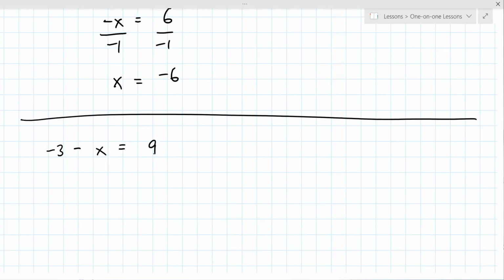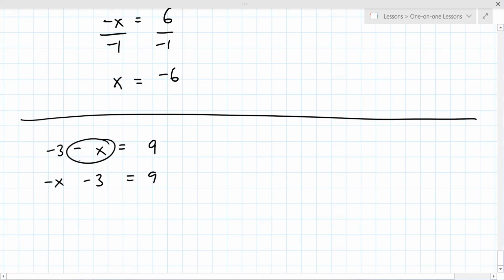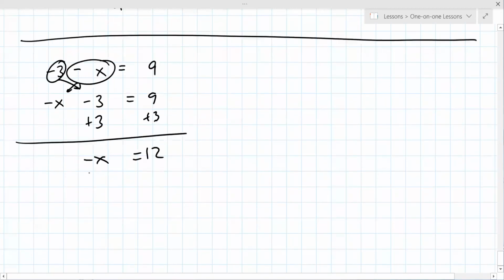I think I have my final answer. Okay, so I'm going to bring this minus x first. Minus 3 here equals 9. I just switched positions with them. Add 3 to both sides. Minus x equals 12. So x equals, because I'm going to divide both sides by minus 1, x equals minus 12.